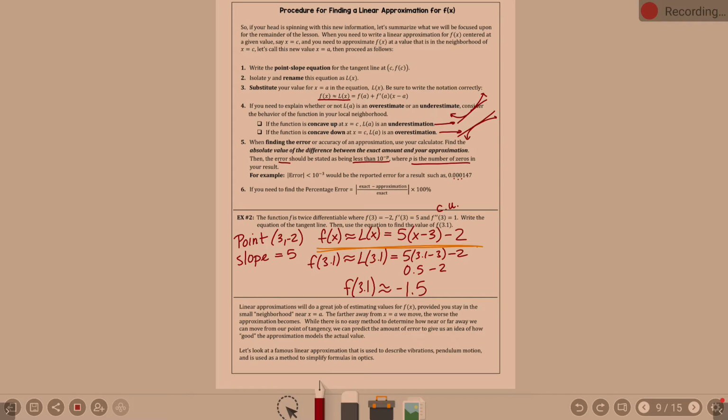We don't have an actual function, so I can't show you what the actual value is. But it would not be exactly negative 1.5 for the actual function. This is an approximation.